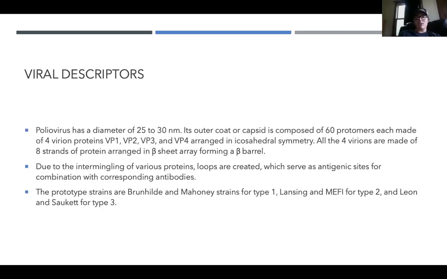So viral descriptors, it's a 25 to 30 nanometer virus. It's got a lot of really scientific descriptors. This is from a research paper actually on polio in 2014, where they're trying to develop a new vaccine, hopefully one that would go against resistance. But it does form a beta sheet and beta barrel, and then it does have lots of antigen sites on it, so it's kind of easy. And then there's the prototype strains, which is what eventually became types 1, 2, and 3, and they were just named for the scientists that were working on them.